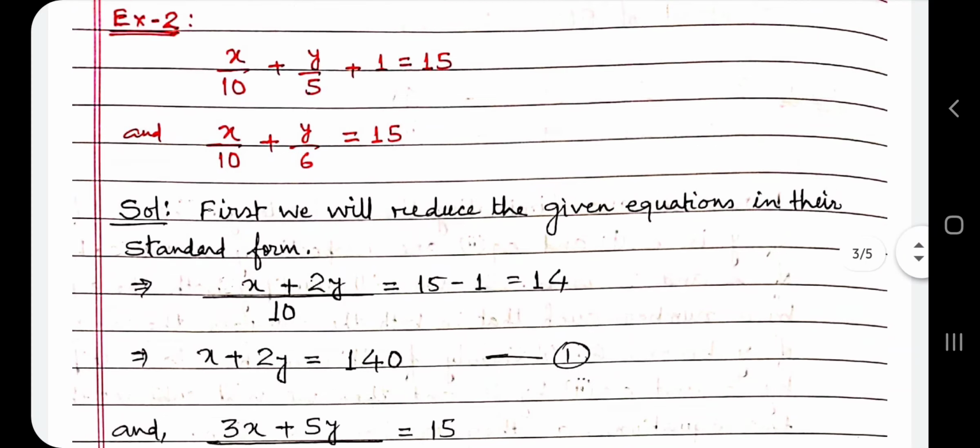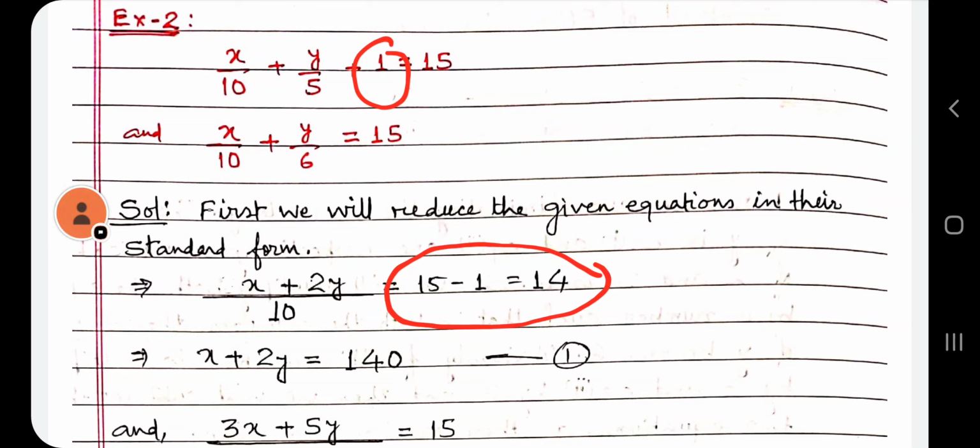So the LCM of 10 and 5 is 10, and it gives x + 2y = 150 - 1. This 1 is taken to the right side to yield 149. 150 minus 1 is equal to 149. So finally we get an equation x + 2y = 140.